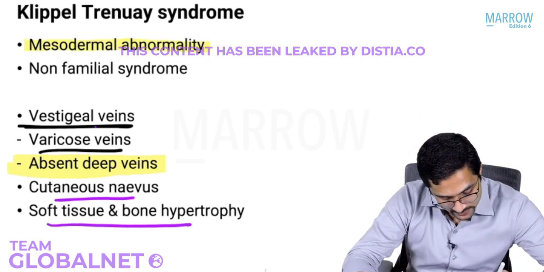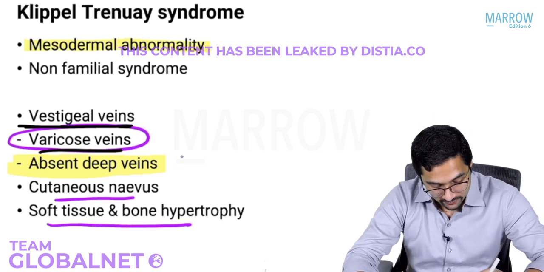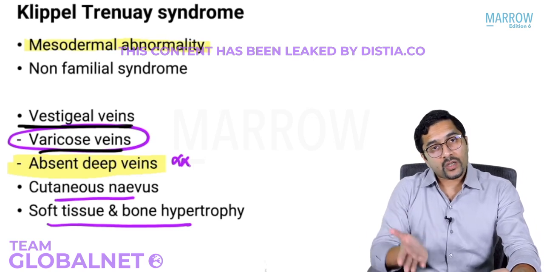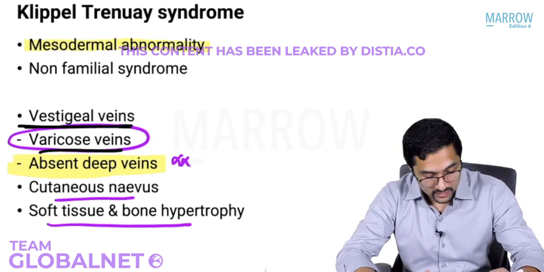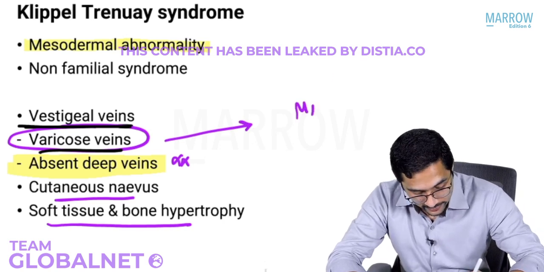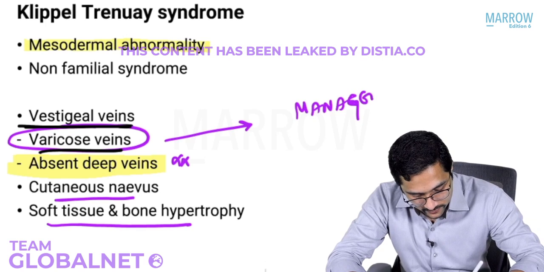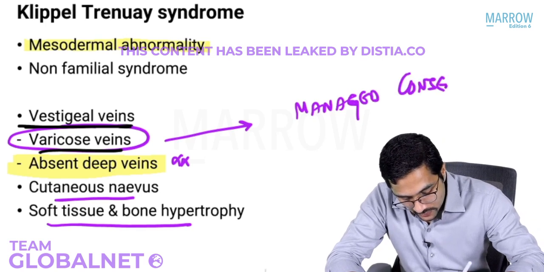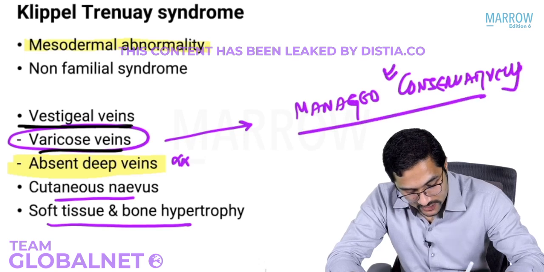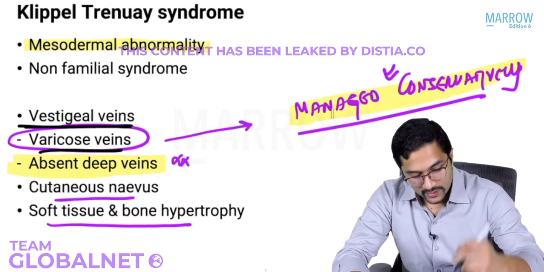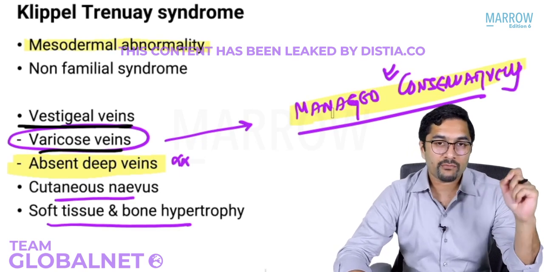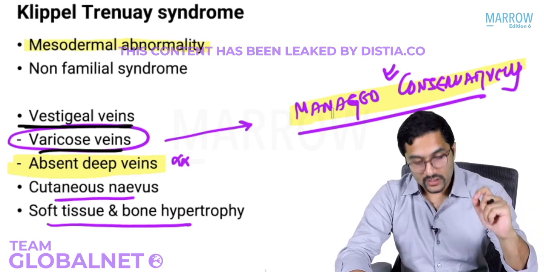Now, the problem is that these patients have varicose veins, but they have absent deep veins. So these varicose veins are the only source of drainage of venous blood. That is why varicose veins in Klippel-Trenaunay syndrome are managed conservatively, because the deep veins are not there. This question has been asked. So in Klippel-Trenaunay syndrome, varicose veins are managed conservatively because the deep veins are absent. Okay, so this you should know.